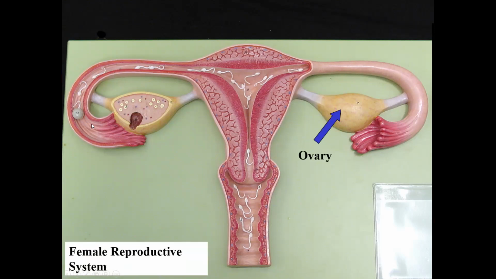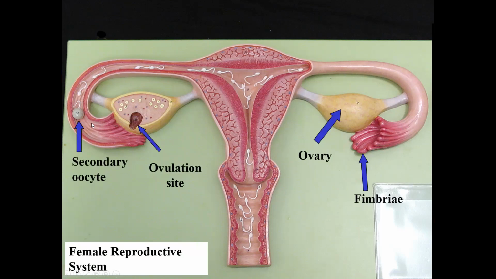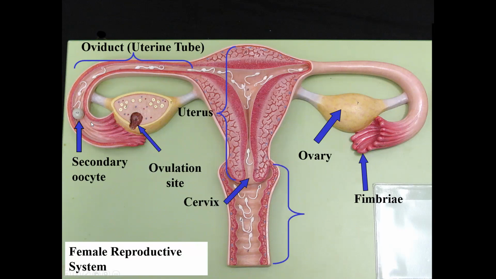Okay. Ovary, ovulation site, fimbriae, secondary oocyte. In this case, it looks like it's being fertilized. Uterine tube, uterus, the cervix, vagina, and really big sperm cells.